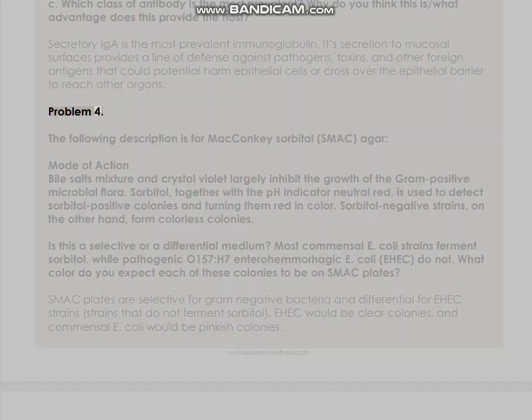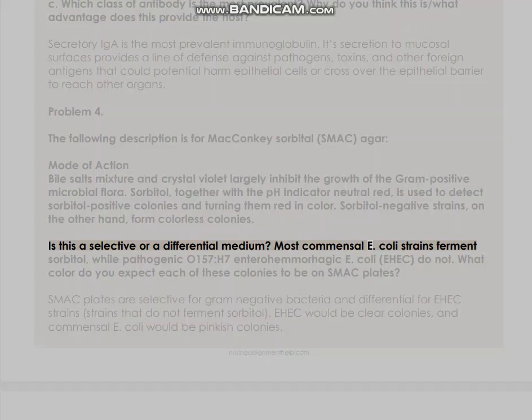Problem 4. The following description is for MacConkey sorbitol, SMAC, agar. Mode of action: bile salts mixture and crystal violet largely inhibit the growth of the gram-positive microbial flora. Sorbitol, together with the pH indicator neutral red, is used to detect sorbitol-positive colonies, turning them red in color. Sorbitol-negative strains, on the other hand, form colorless colonies. Is this a selective or a differential medium?